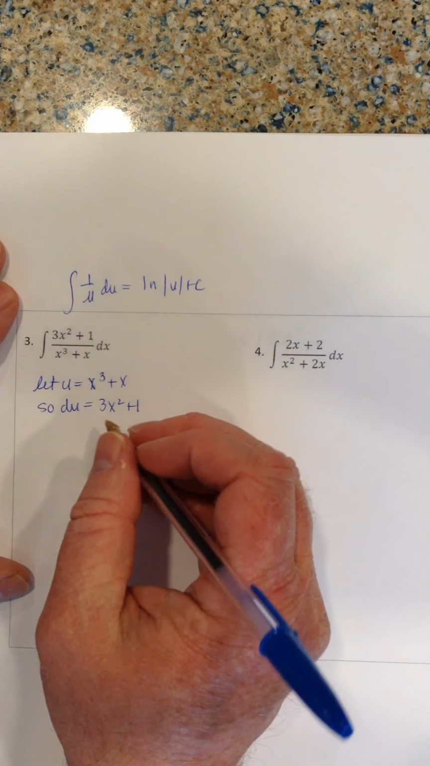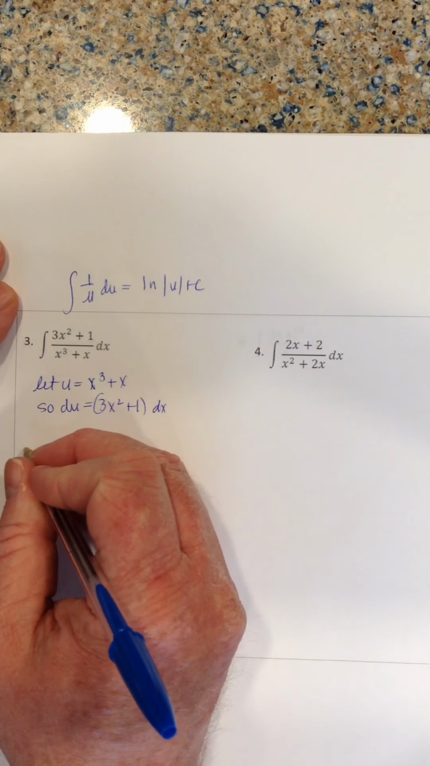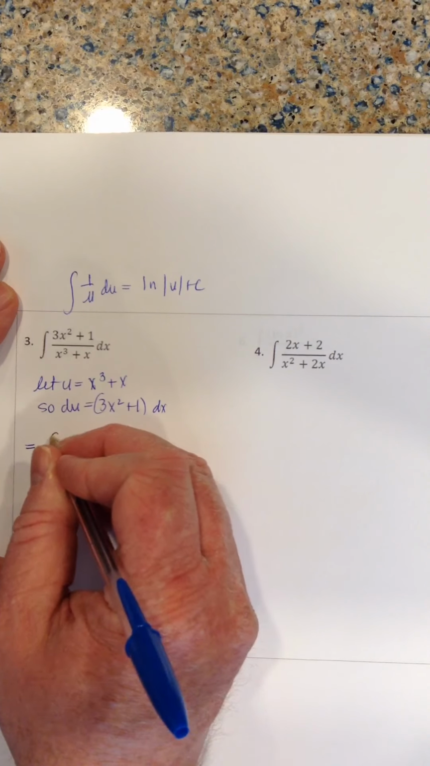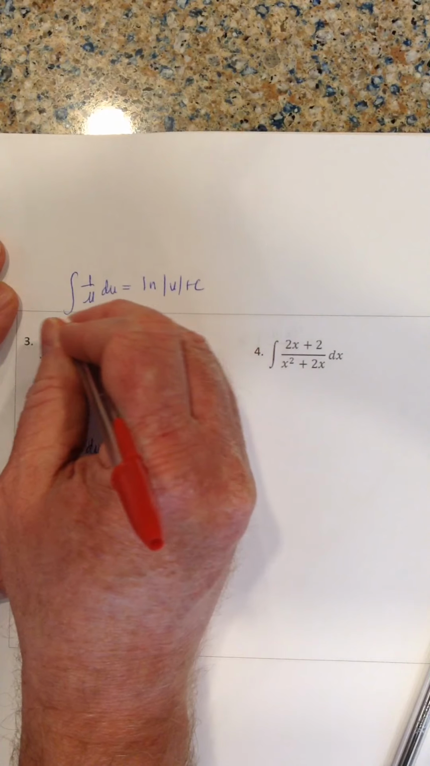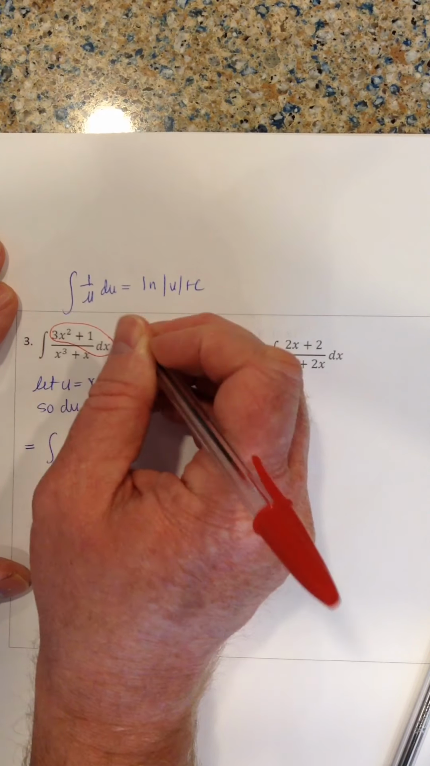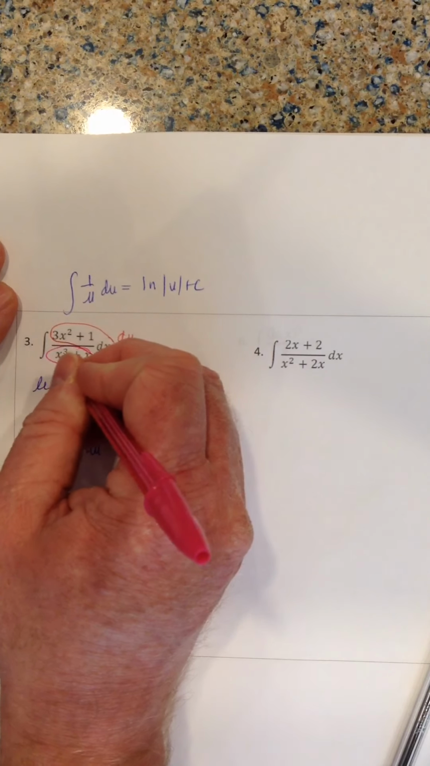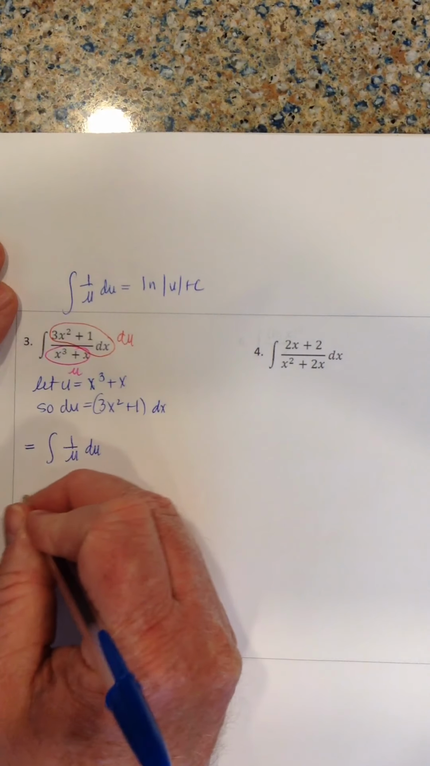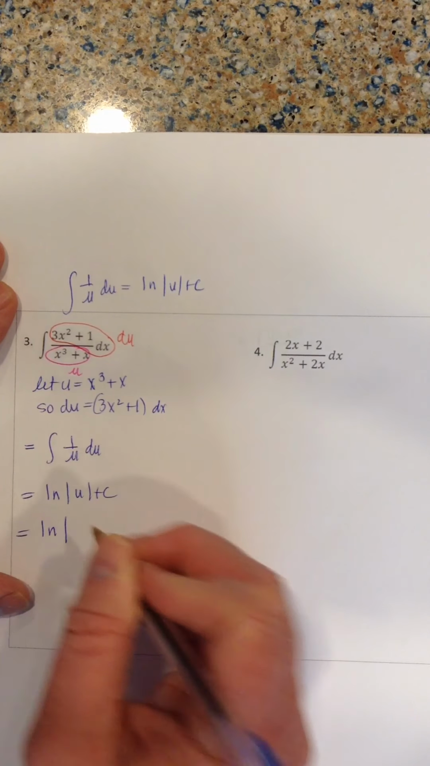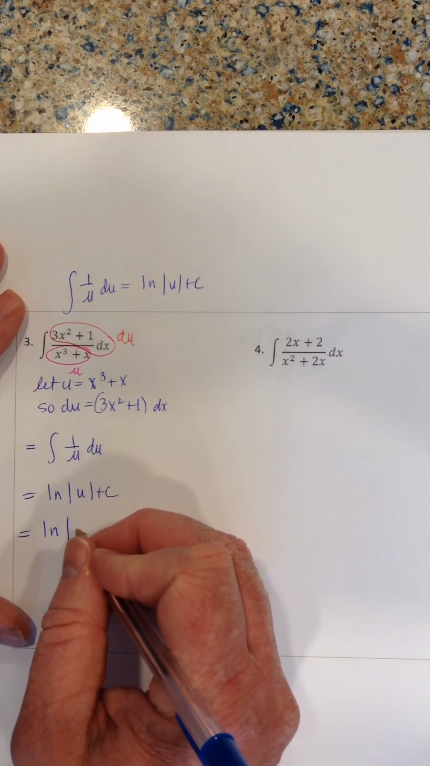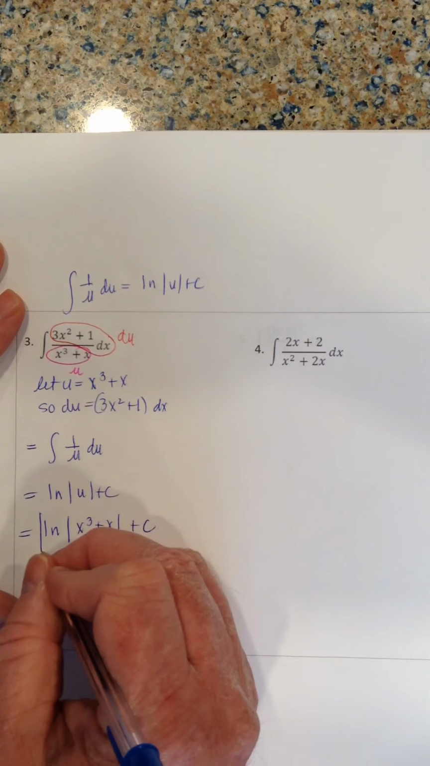Okay? Oh, I have a 3x squared plus 1 dx, right? So if I make my substitutions, I can make that 1 over u du. Notice that part up there was my du, and the part on the bottom was my u. So that's the natural log of the absolute value of u plus c, or subbing x back in, the natural log of the absolute value of x cubed plus x plus c.